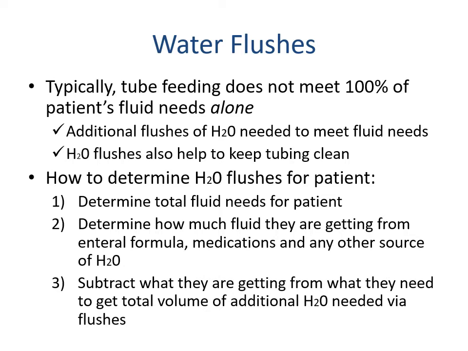To figure all this out, the first thing we do is determine the total amount of fluid or water the patient needs for the day. We need to determine how much fluid they're getting from their formula, medications, or any other sources, and subtract those two numbers. So for example, if I need 1,000 milliliters per day, and my formula only provides 750, I will be short 250 each day. So this will be corrected by giving the patient additional free water flushes.